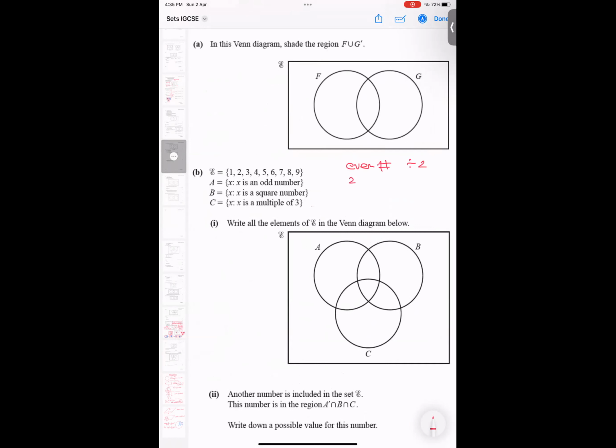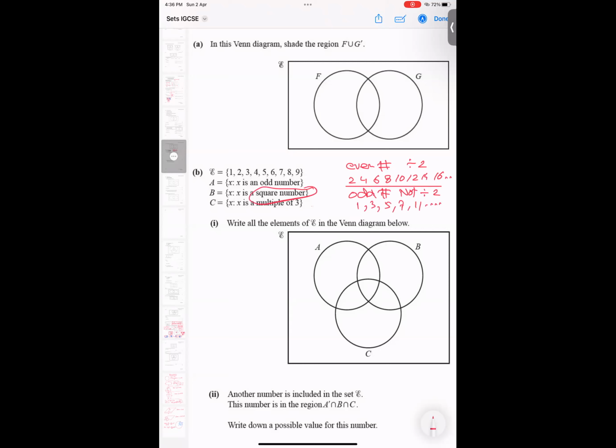Okay, like 2, 4, 6, 8, 10, 12, 14, 16, 18, like that. And odd numbers are those which are not divisible by 2, like 1, 3, 5, 7, 11. I hope you got my point.